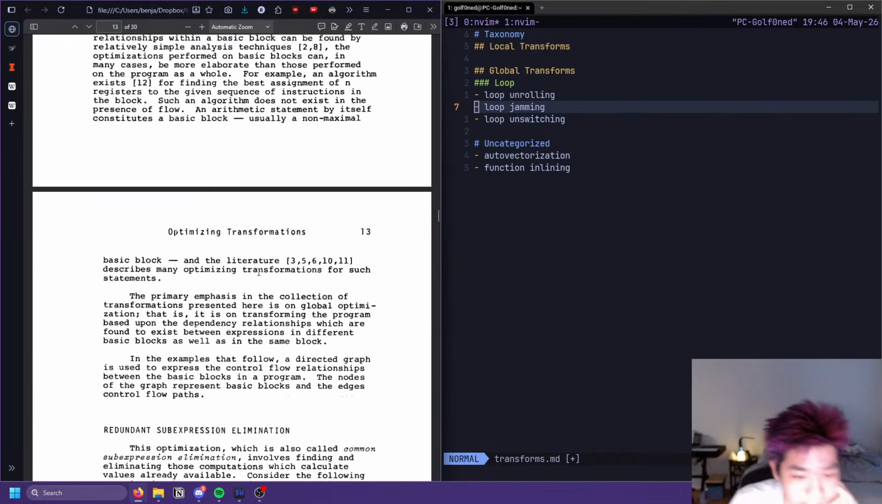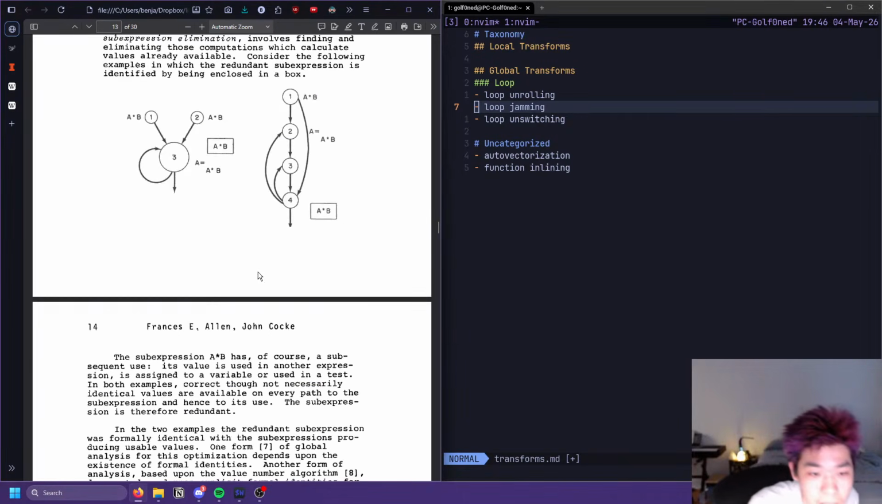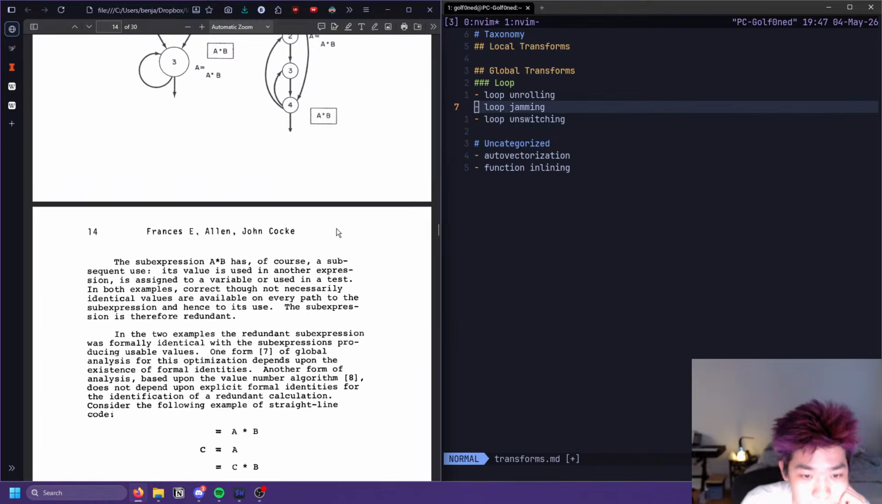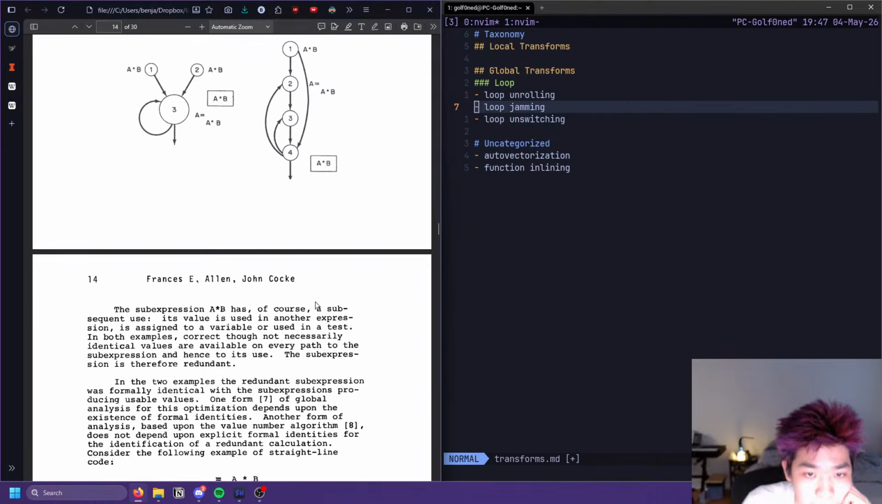Oh man, we gotta scroll up again. So in these examples, okay, so we have those sub-expressions. Yeah, that makes sense. So it does have a subsequent use.